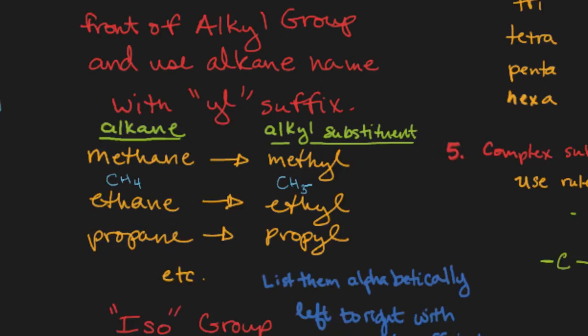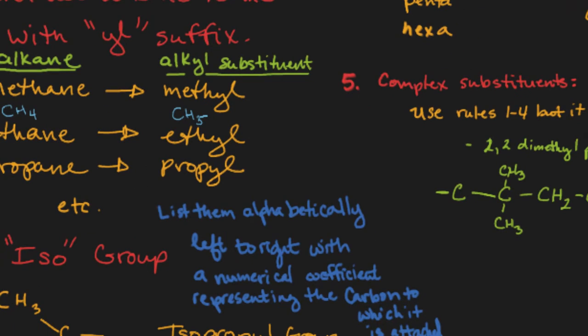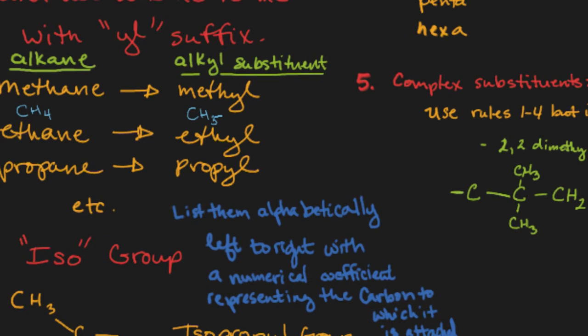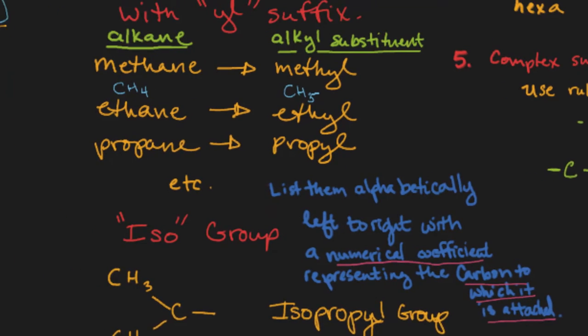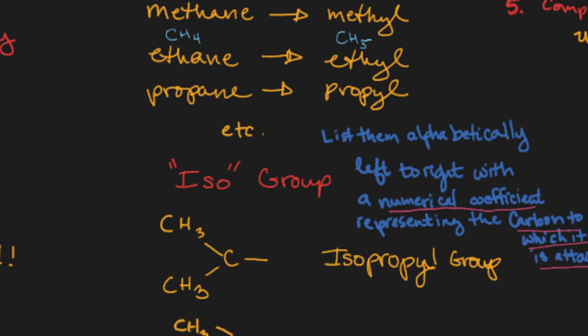What you're going to do is list them alphabetically from left to right, and give a numerical coefficient, meaning a number in front of, say, the methyl group, and it's going to represent the carbon on the main chain that branches off to that substituent, the methyl group, the ethyl group, the propyl group. Oh, hearing sirens. Hope everybody's okay.